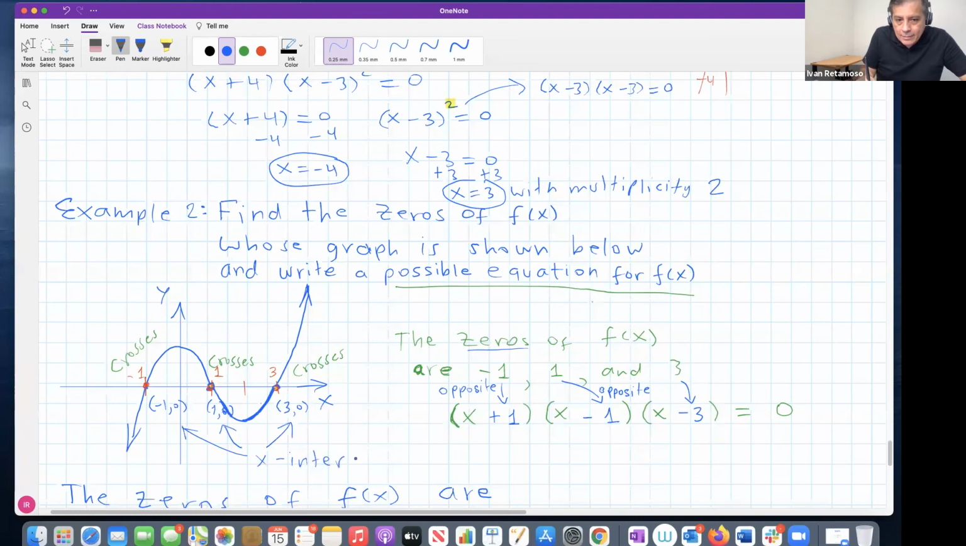X-intercepts. Yeah, and this will be the equation, right? What is a possible equation? One possible equation should be this.